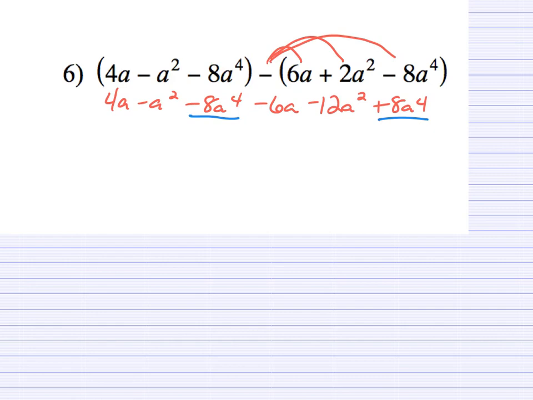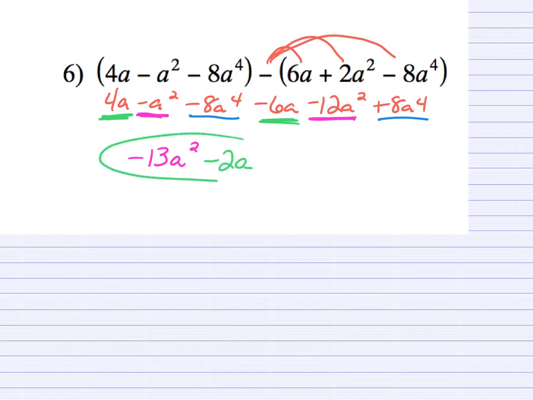Next up would be the a to the 3rds. There are no a to the 3rds, so then I go to the a to the 2nds. So I have negative 12a to the 2nd, negative 1a to the 2nd, which would give me negative 13a to the 2nd. And finally, I'm going to go to the a. So positive 4a, negative 6a combines to give me negative 2a. And this is my answer.